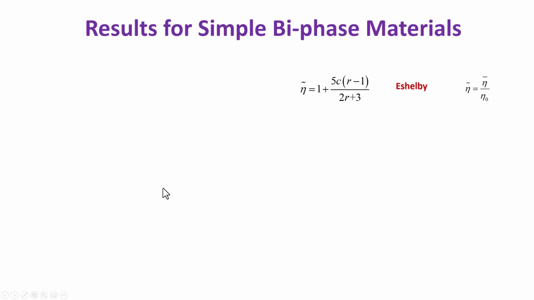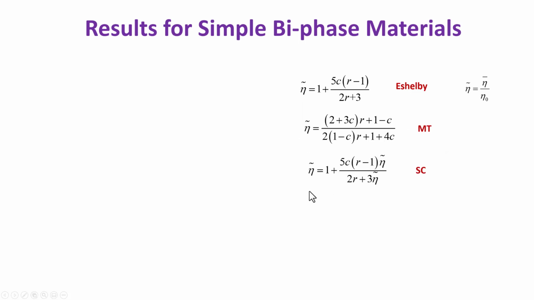Now in the end, the Eshelby method leads to this relationship. So the effective viscosity normalized against eta 0 is related to the viscosity ratio and the concentration of the eta 1 phase by this relationship. The effective viscosity using the Mori-Tanaka method is this one. And using the self-consistent method, the effective viscosity is given by this implicit equation, which can be solved.